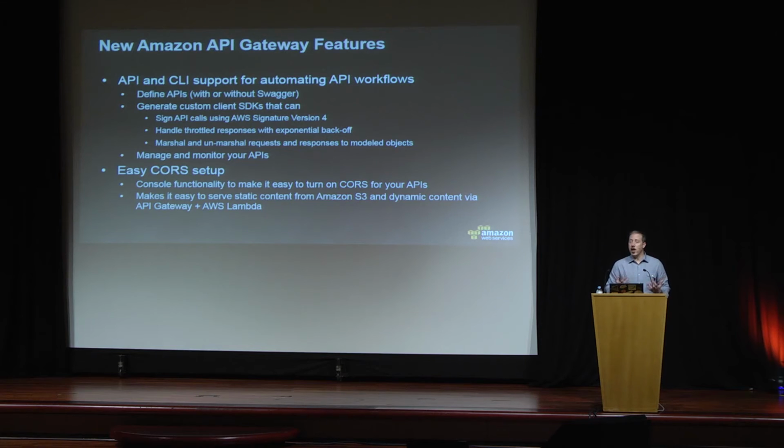And we put an easy button in for CORS. One of the things that we often see people doing is they set up CORS, especially when they want to use API Gateway with Lambda to serve dynamic web content. And that took a few steps initially in the API Gateway console. Now there's a simple button that you just press and it sets all the CORS configuration for you automatically. So it makes it really easy to do one of the more common configurations.